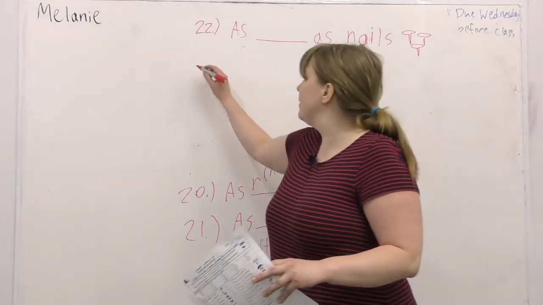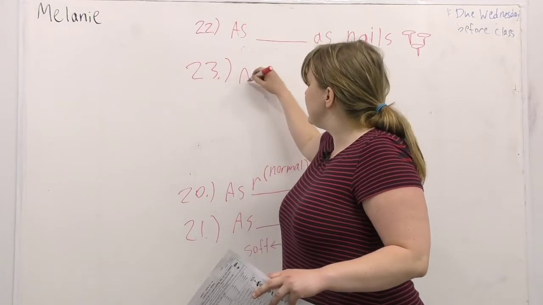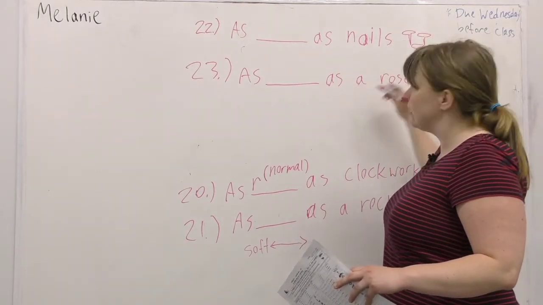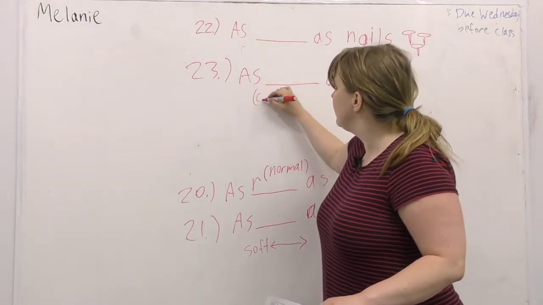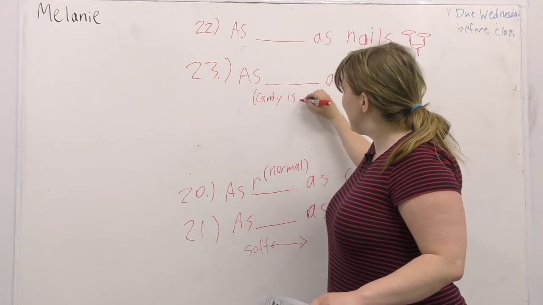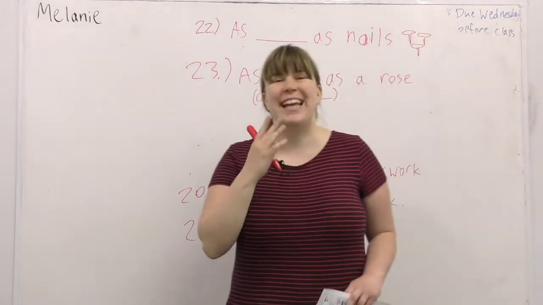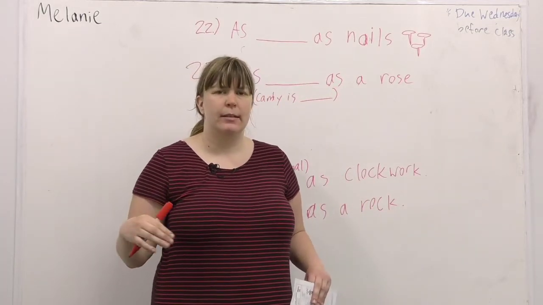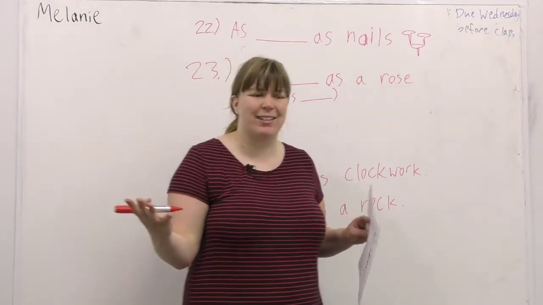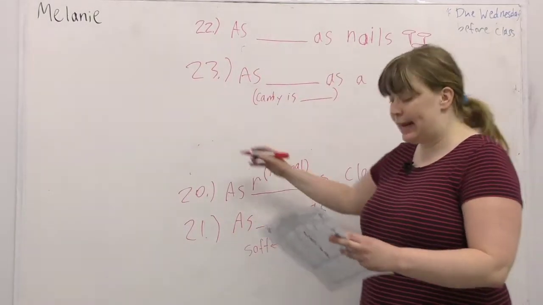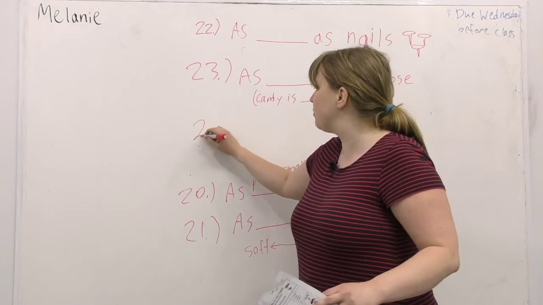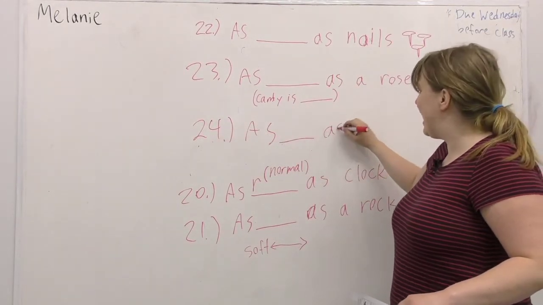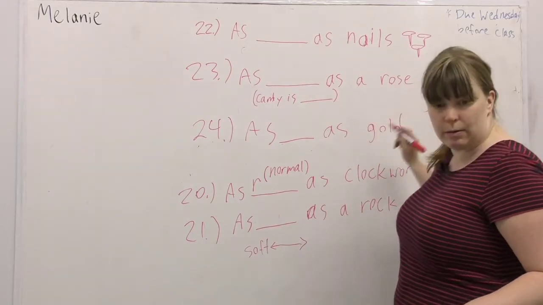And two more. This is another one I didn't teach you. As something as a rose. So for example, candy is, what does candy taste like? Is it sour? Is it bitter? Is it spicy? Or is it something else? I'll let you think about that. And last one, 24. Whew. As something as gold. All right.